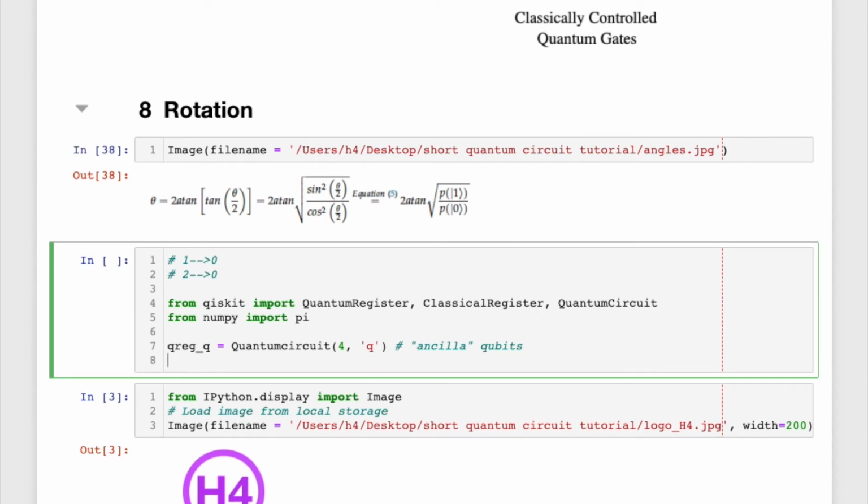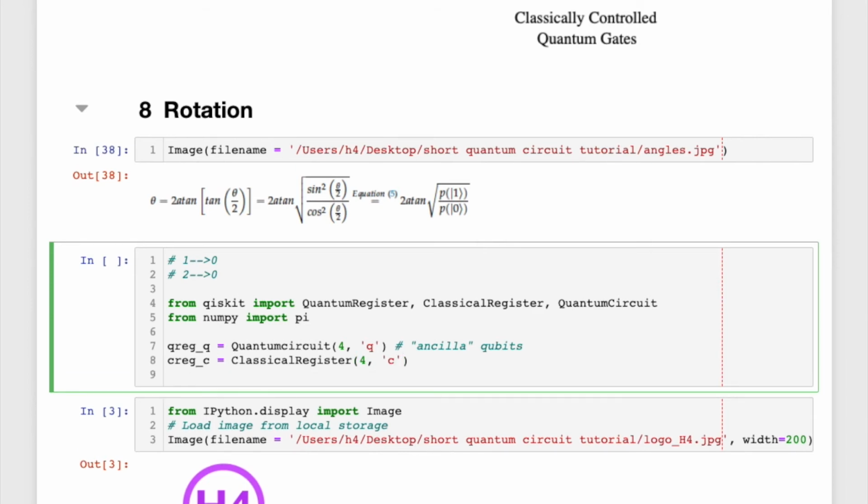Then we want a classical register also, to perform the measurements, and we also need 4 bits to measure the states in the end. And the circuit is going to be a quantum circuit that combines the quantum register and the classical register.